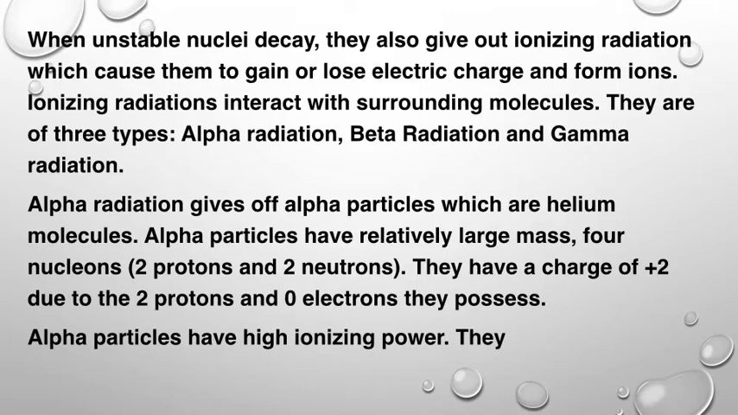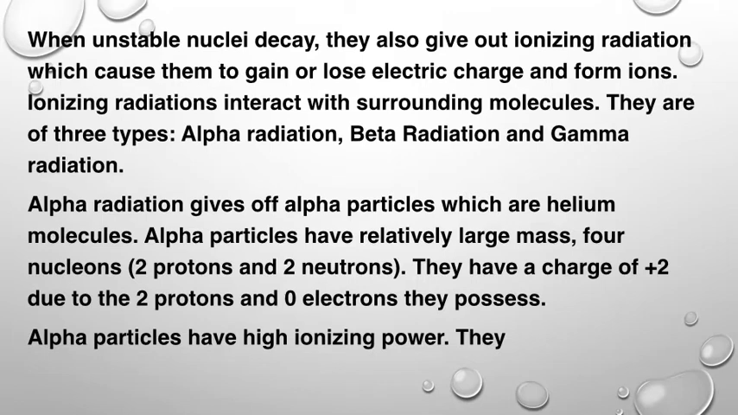There are three types of ionizing radiations. We have the alpha radiation, the beta radiation, and the gamma radiation. Alpha radiation gives off alpha particles, as the name implies. Alpha particles are essentially helium nuclei. Remember that helium is one of the elements, element number 2 on the periodic table. So alpha particles are helium nuclei, meaning that they have an atomic mass of 4, 2 protons and 2 neutrons.